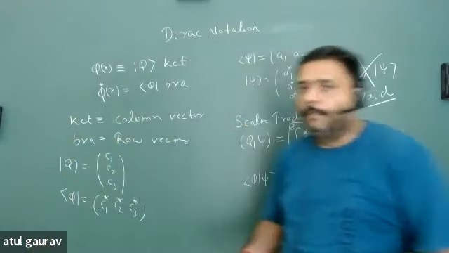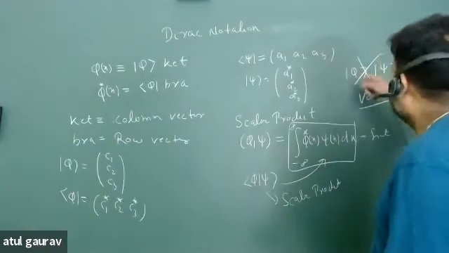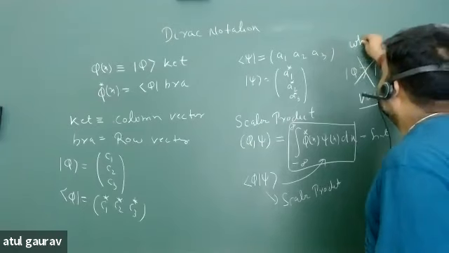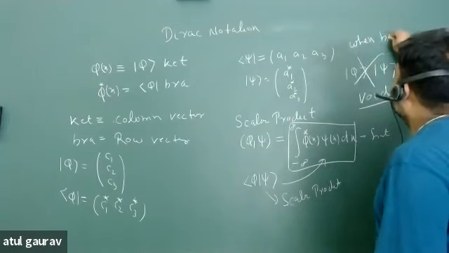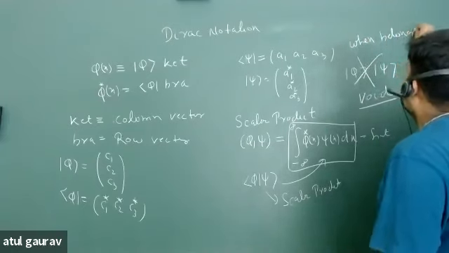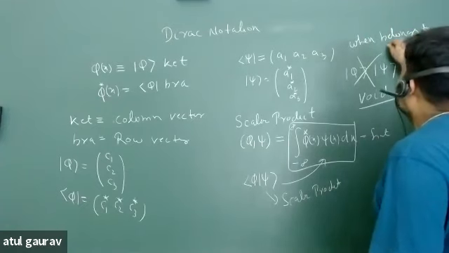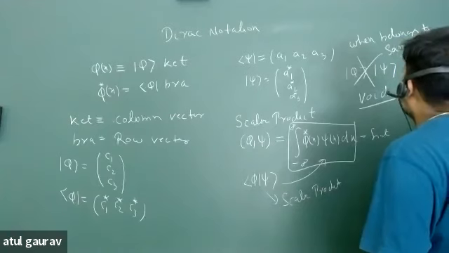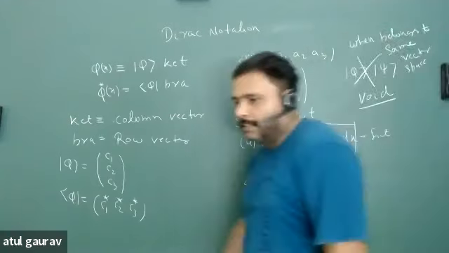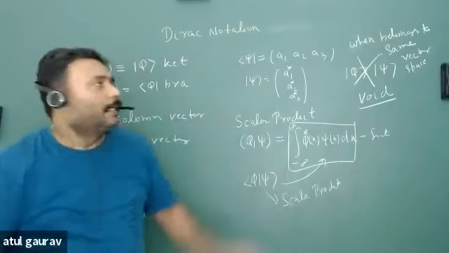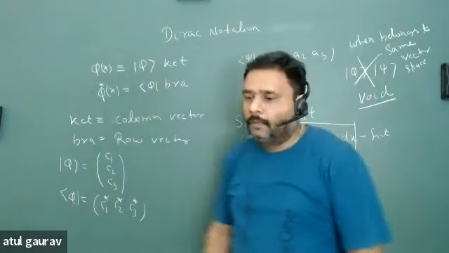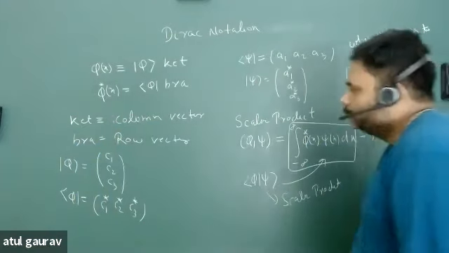But you can write it when they belong to the same vector space, or the same Hilbert space. Then ket and ket, bra and bra is not allowed.